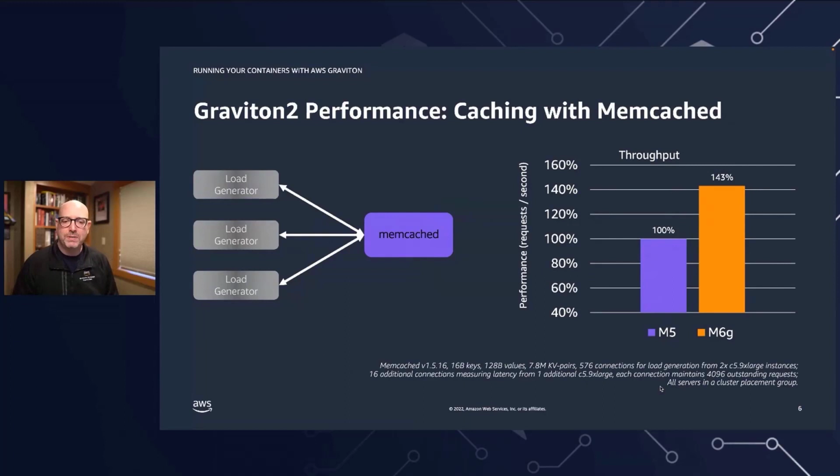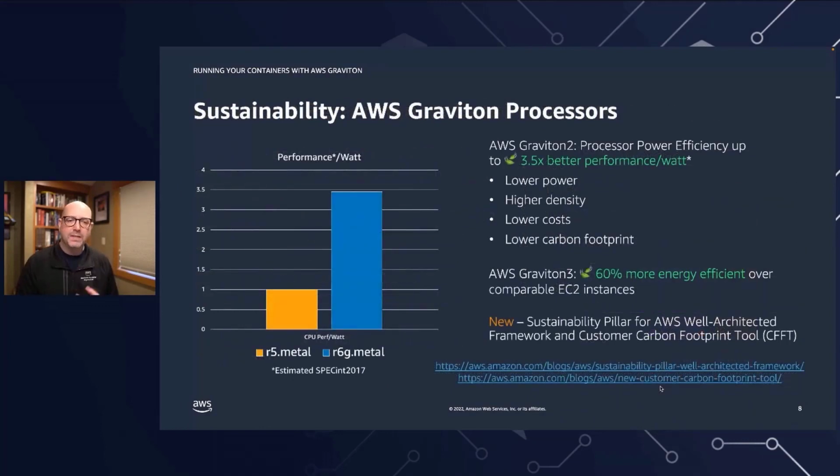Next, we benchmarked memcached, which is a very common memory-based cache implementation that's used commonly among our customers. With memcache, you see a 43% improvement in terms of requests per second for M6G versus M5. Again, real-world performance improvement. The next important thing to discuss about Graviton is sustainability.